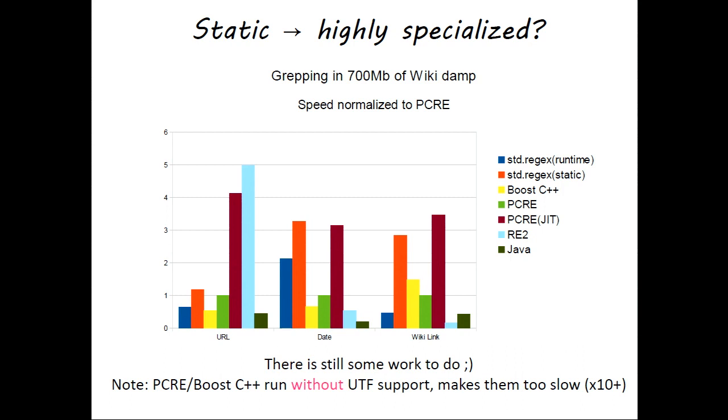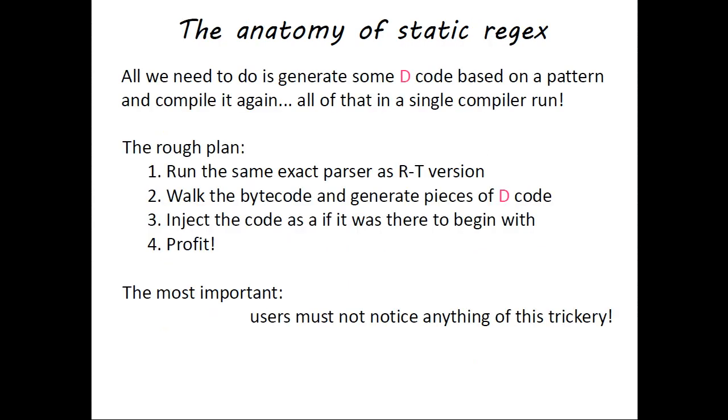And maybe it's time to walk through the steps that get us there. What we need to do to get compile-time regex is just generate D code based on a pattern and then put it inside of a function as if it was written there before. So we run the same exact parser as the runtime version. We walk the bytecode and generate pieces of code, and then we do a minor trick and put this code in with a mixin statement. But the most important point here is that the user interface should stay as is.